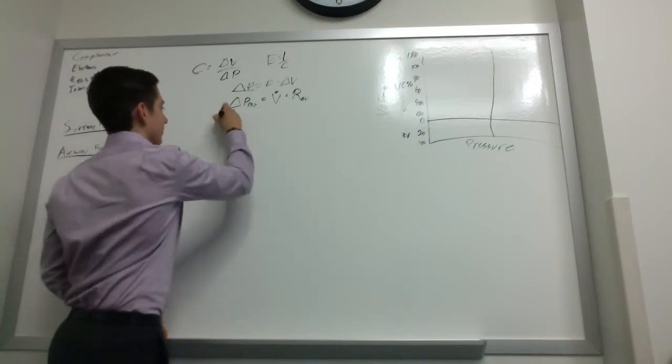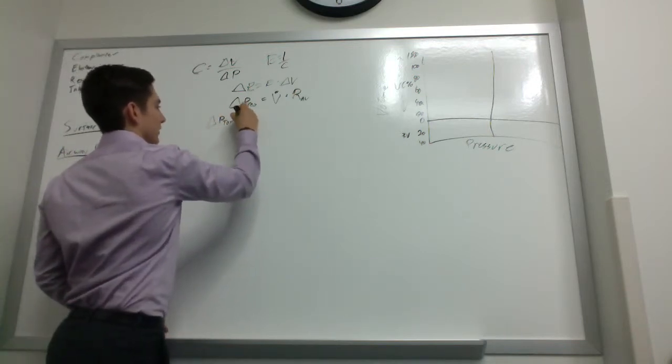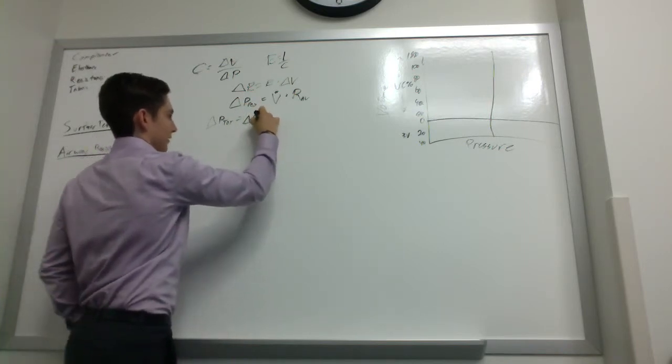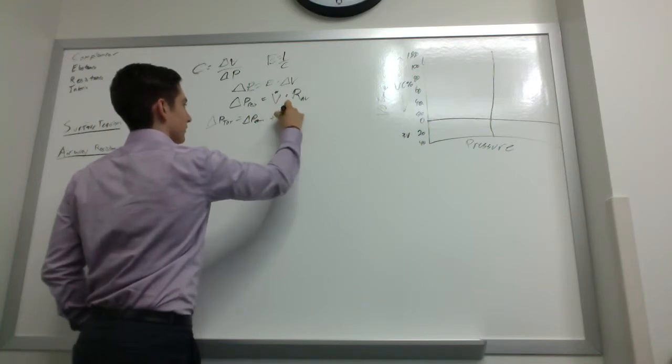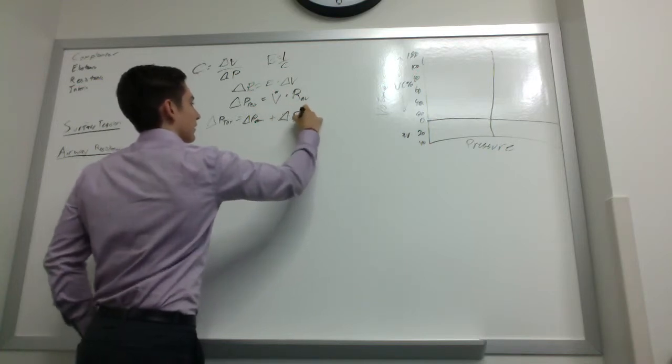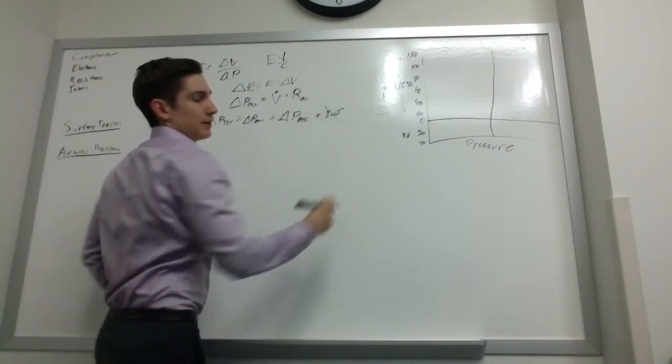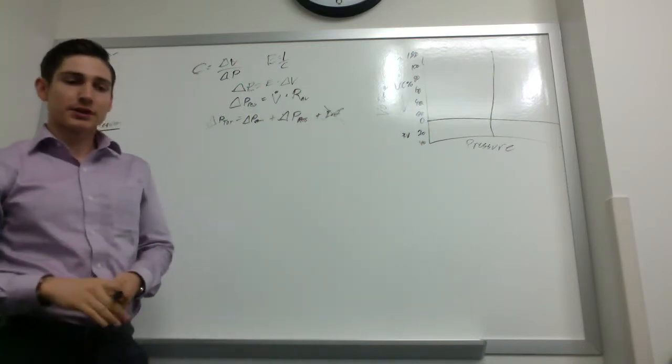So the total change in pressure is just the sum of the three, right? So it's the change in pressure of the compliance plus the resistance, and then it's going to be plus the inertia, right? But the inertia is discounted because it's quite negligible.